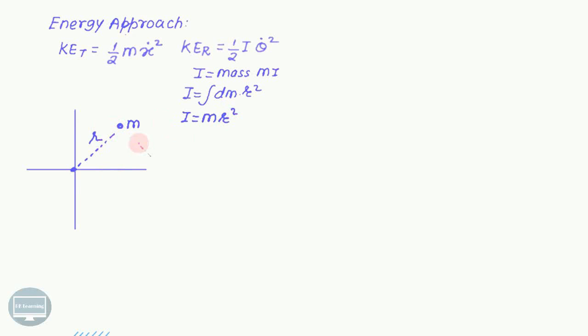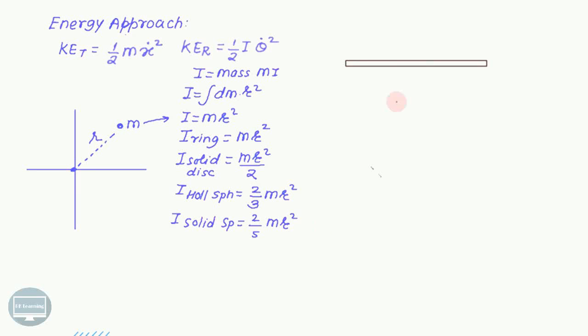Then we have discussed the ring also. For a thin ring, we have defined this as m r square. And for a solid disc, it is m r square by 2.